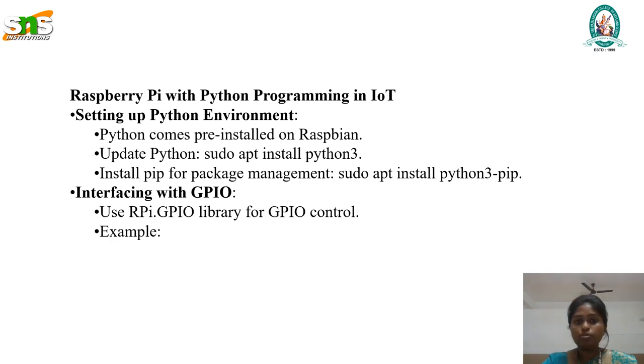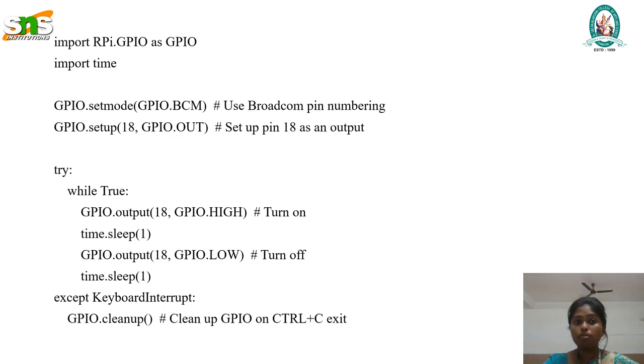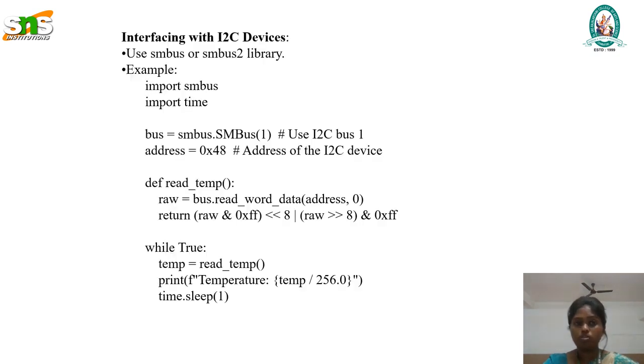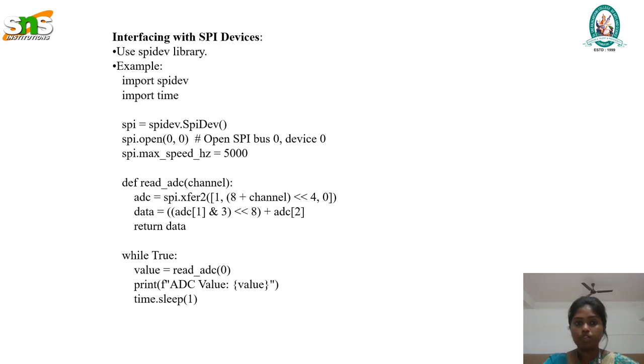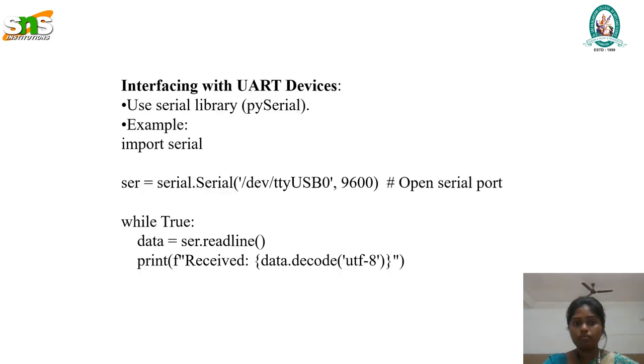Raspberry Pi with Python programming in IoT. Python comes pre-installed on Raspbian. Update Python and install Python 3. Install pip for package management, and the GPIO library as a controller. Here is an example for GPIO, and interfacing with SPI devices. This is the example of SPI devices, and this one is UART devices.